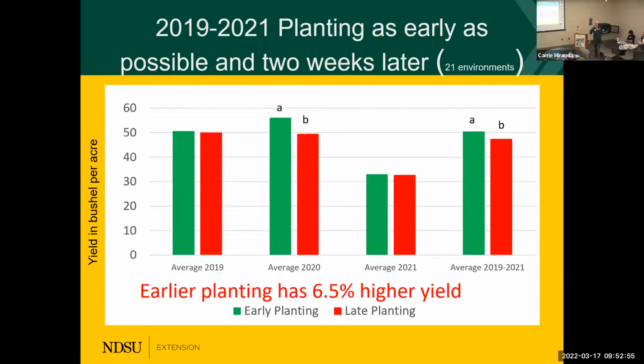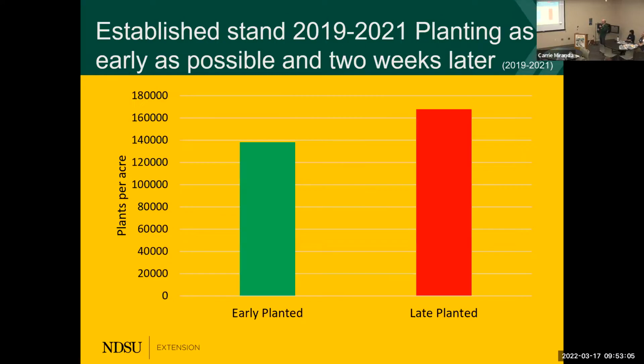So this was confirming what we also found from farmer yields. The earlier you can plant, as soon as you can get in, will have a yield advantage on average, not every time. The one thing that we also found is if you plant early, we will have a little bit lower stand. So this one is the total of the trial. We're looking here at early planted, the plant population versus the late planted, the population just after establishment.